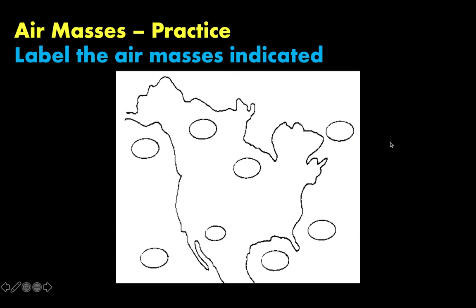So please pause me, and I want you to do your best here to label what these bubbles or air masses would be. Remember to start with the lowercase letter for humidity and then go to the capital letter for temperature.